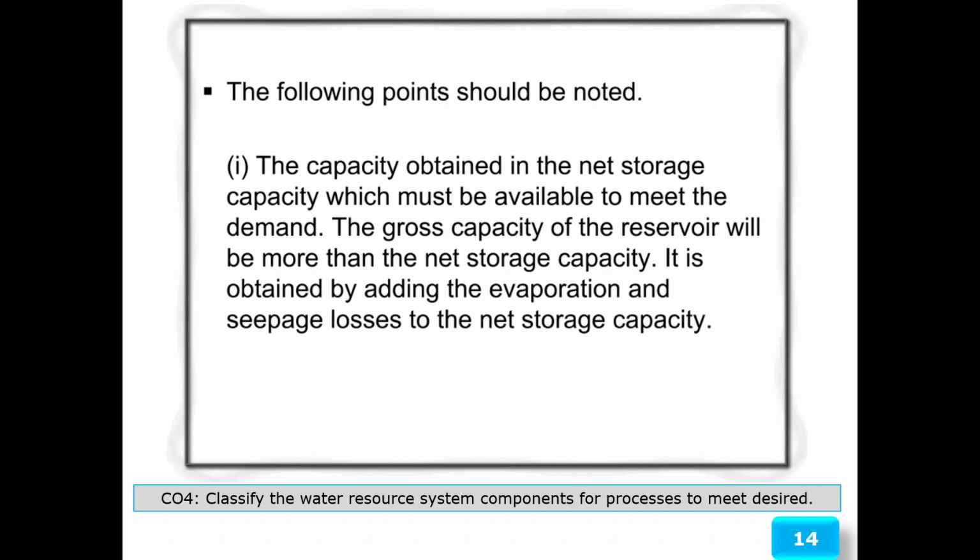So the following point should be noted: the capacity obtained is the net storage capacity, which must be available to meet the demand. The gross capacity of the reservoir will be more than the net storage capacity. It is obtained by adding the evaporation and seepage losses to the net storage capacity.